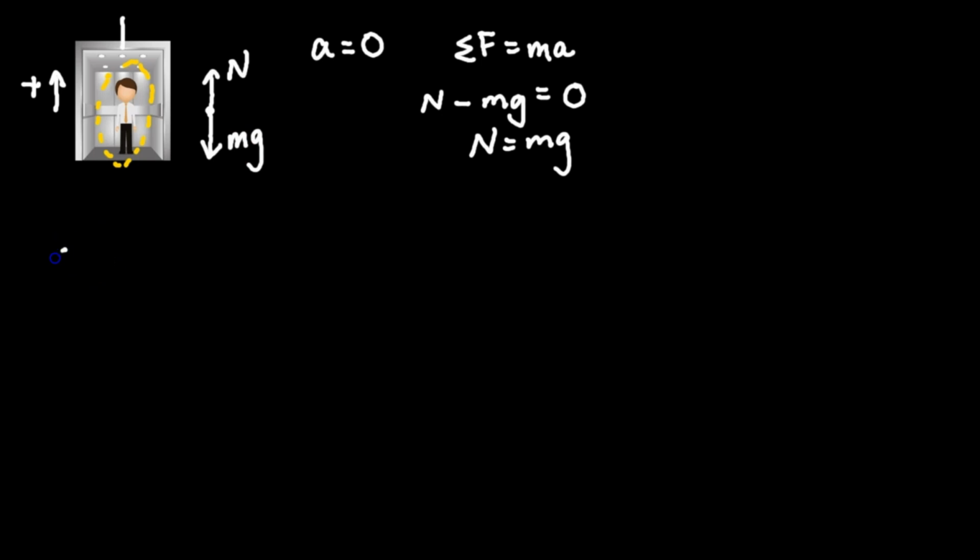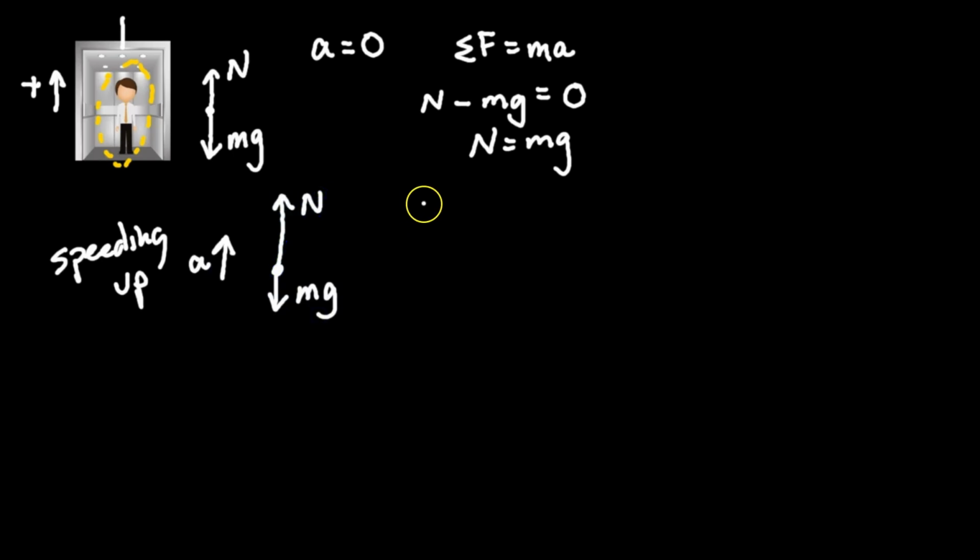Now let's say that the person is speeding up, and the person is going up. So the forces now are going to be unbalanced. We're going to have an acceleration in the up direction. Gravity force will be the same, and now the normal force is going to be greater. Using Newton's second law, we can write the equation: the normal force minus mg is equal to ma.